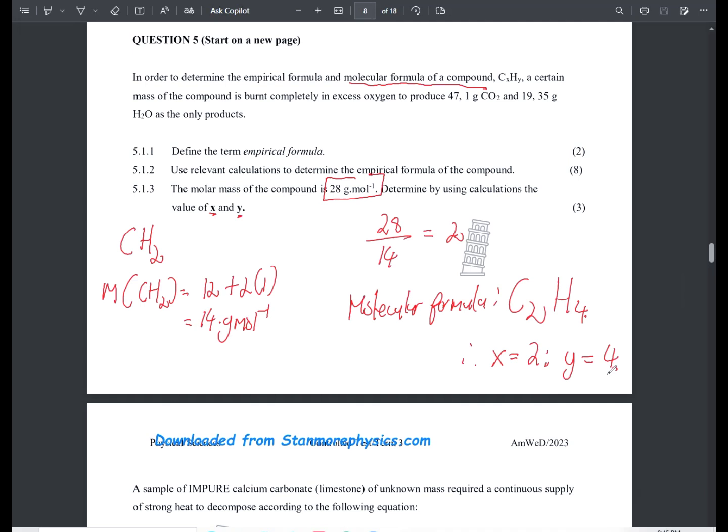Okay, so that's how we were supposed to go about that one. Easy peasy. Okay, so make sure that you also note that. So unfortunately, if you were not able to get your 5.1.2, it could have been a challenge also to get 5.1.3. So you could have lost like 11 marks in total.